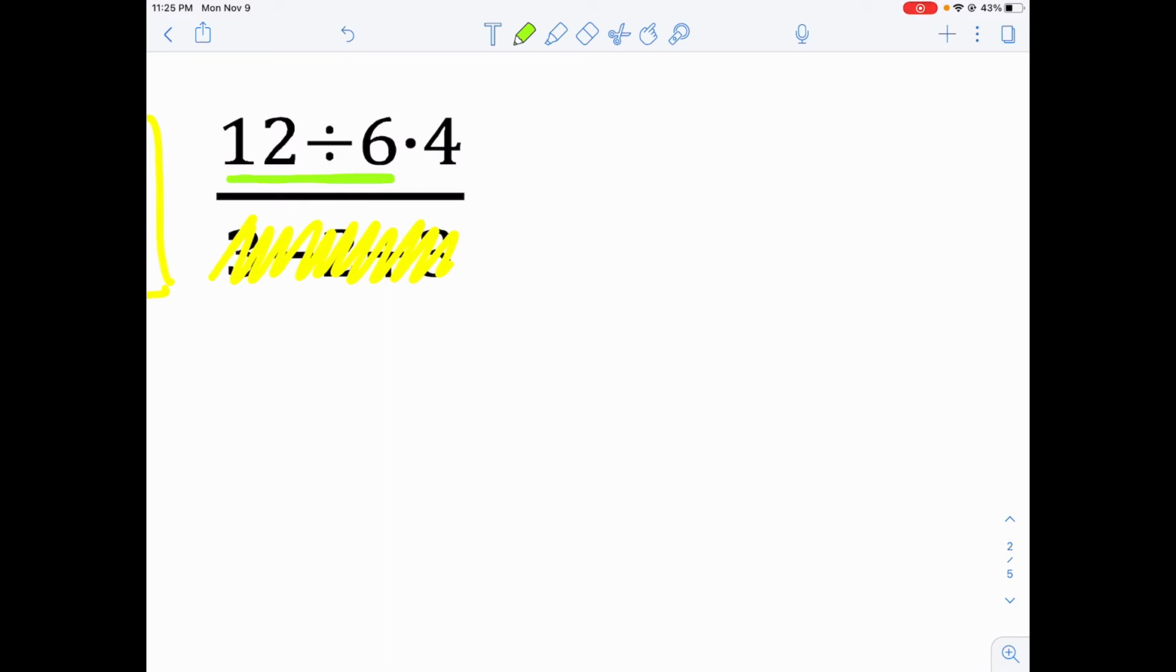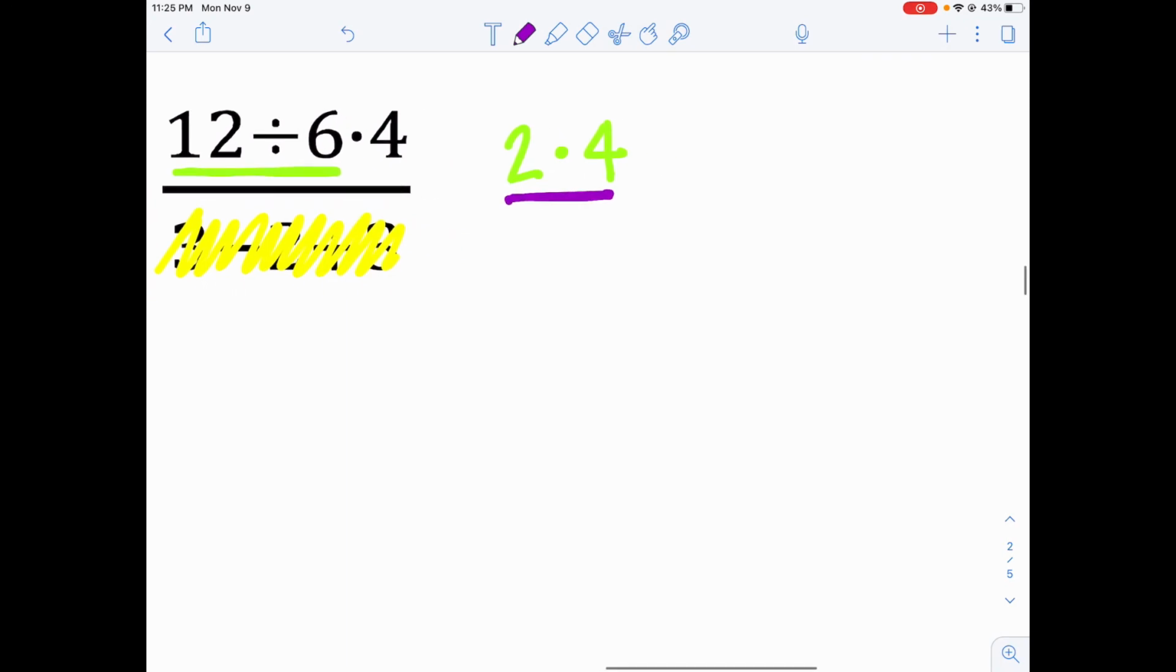Doing the division, 12 divided by 6 is 2. So I'm going to write 2 off to the side, and then I'm going to bring over everything I have not used, which is a multiplication sign and 4. Finally, I need to simplify this expression. 2 times 4 is 8. Now that I'm completely simplified, I'm going to put it over a fraction in the numerator position.